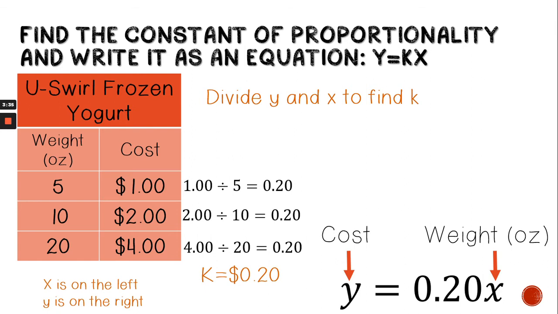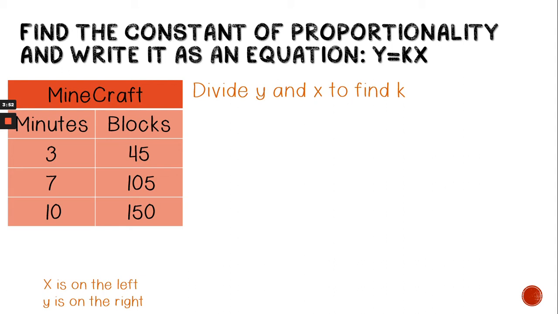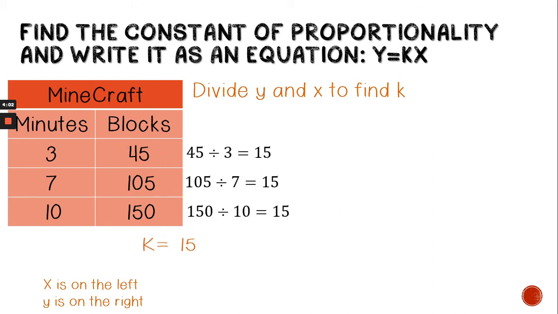So we're going to do another example, same concept. We have Minecraft. It says minutes for blocks. It takes 3 minutes for 45 blocks, 7 minutes for 105 blocks, 10 minutes for 150. We're still going to divide y by x to find k. x is still on the left, y is still on the right. So 45 divided by 3 is 15. 105 divided by 7 is 15. 150 divided by 10 is 15. So my k is 15.